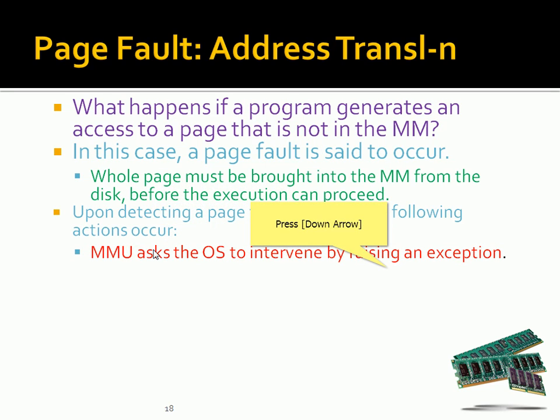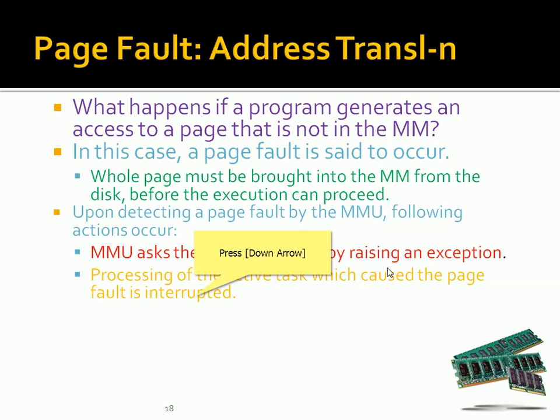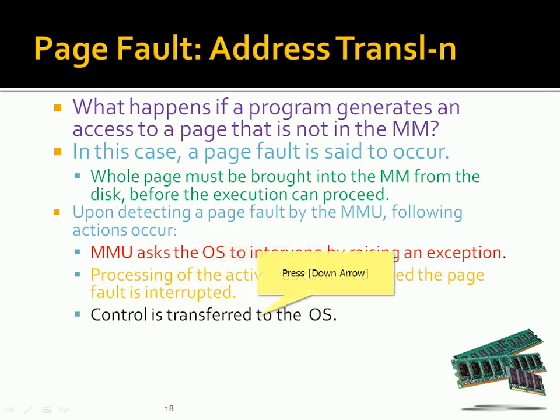Memory management asks the OS to intervene by raising an exception. So memory management takes the help of the OS. The OS is supreme, right? It runs the entire show of the system. So it will take the help of the OS, asking it to raise an exception. The processing of the active task which caused the page fault is interrupted, right? Currently the page is not available, which creates the disturbance here.